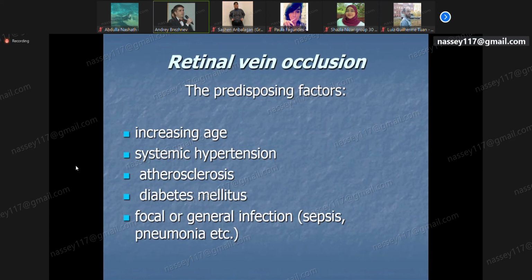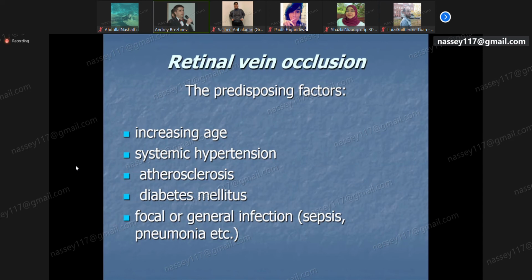After diabetic retinopathy, retinal vein occlusion is the most common retinal vascular disease. The predisposing factors include increase in age, patients in the 6th and 7th decades of life, systemic hypertension, atherosclerosis, diabetes mellitus. So as you see, some of today's topics which we have already discussed are the causes of this complication, retinal vein occlusion. Sometimes focal or general infection, like sepsis or pneumonia, may also cause retinal vein occlusion.